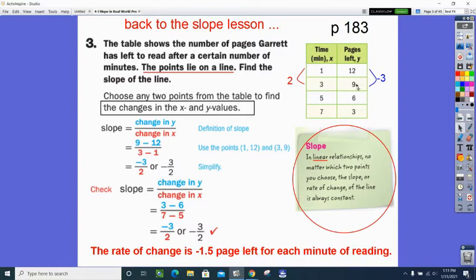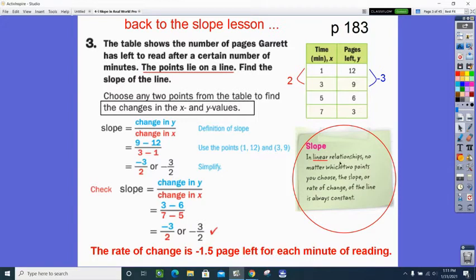Now, back to that slope lesson on page 183, and there was a table. Remember, this is going down 3 pages for every 2, down 3 for 2, down 3 for 2. The slope would be a negative 3 over 2. If you take 3 and divide it by 2, you would get a unit rate of negative 1.5. So basically, the amount of pages left is going down by 1.5 for every minute of reading. That slope changed to a unit rate with units is called rate of change.